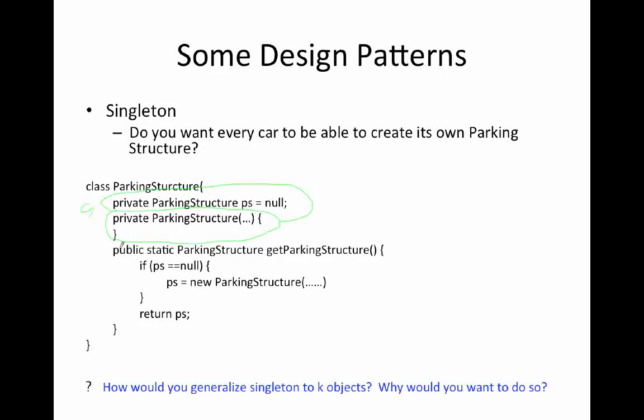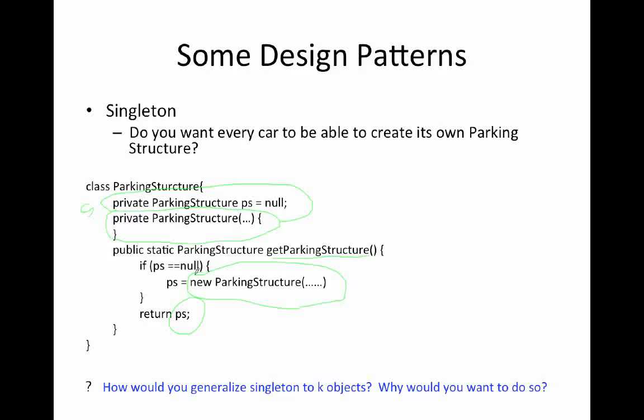So now you also have a static method that would be called by anyone who wants to get the parking structure object. You call getParkingStructure, and you can see that the only object that this method would return is this PS. So only the first time would you create a new object, and we will always be returning the same object. So this way you could make sure that there is just one parking structure object in the entire system.